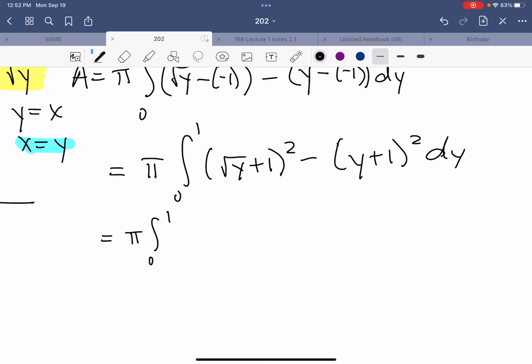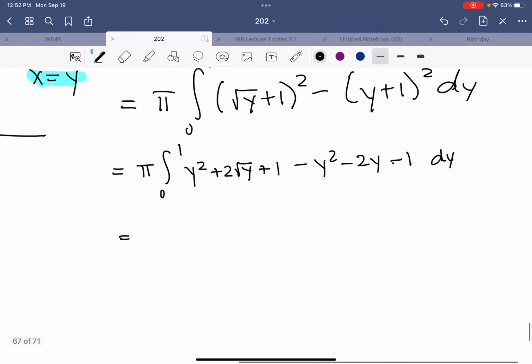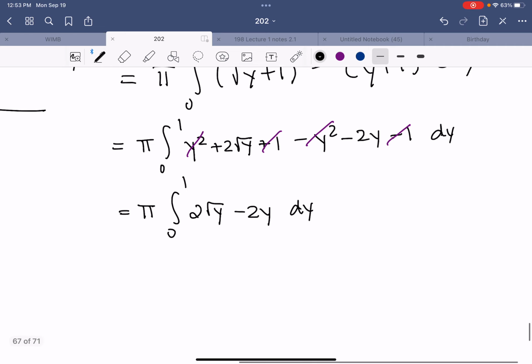From 0 to 1, this becomes y squared plus 2 square root of y plus 1 minus y squared minus 2y plus 1, but times -1, so minus 1 dy. And we get pi times the integral from 0 to 1 of y squared, actually, let's see what happens here. The y squareds cancel, the 1's cancel, and we're really only integrating 2 root y minus 2y dy. So that makes life a little bit easier.